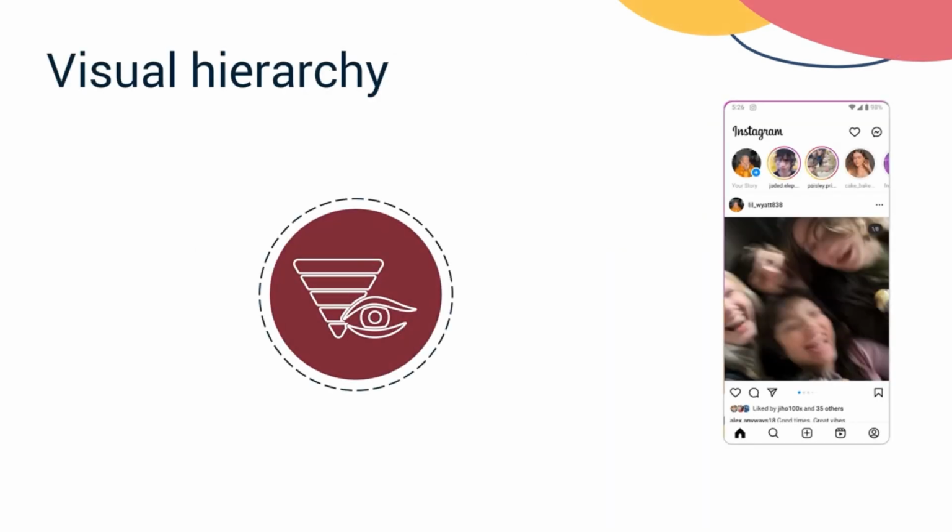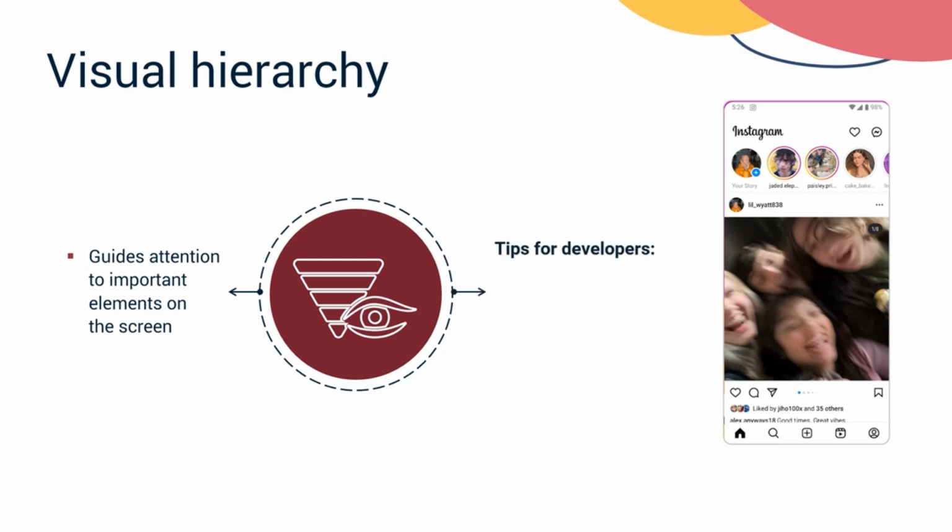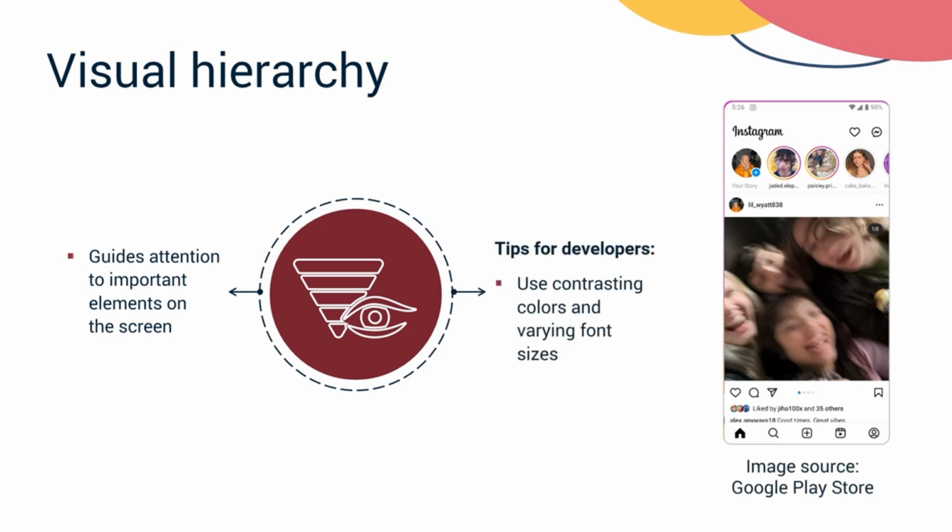Another important aspect of mobile design to consider is visual hierarchy. It guides user attention to the most important elements on the screen. Instagram utilizes bold images at the top of the feed while using smaller text for captions, drawing users' attention first to the visuals. To create a clear hierarchy, use contrasting colors and varying font sizes. You can also highlight call-to-action buttons by making them larger or using a standout color.